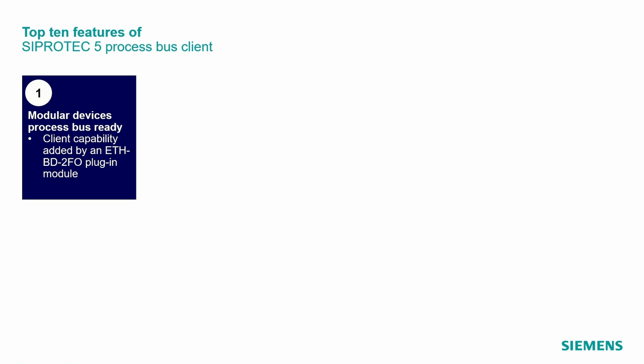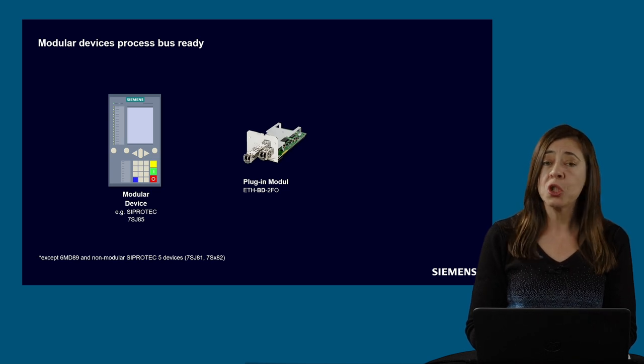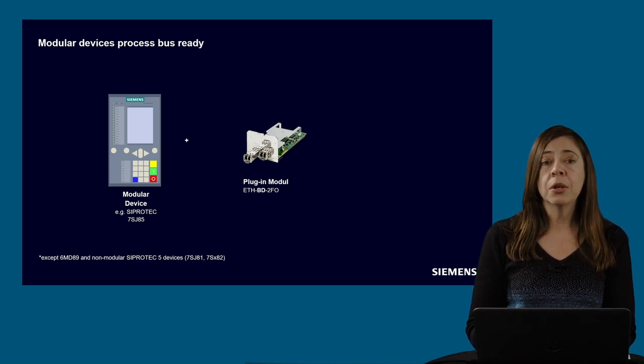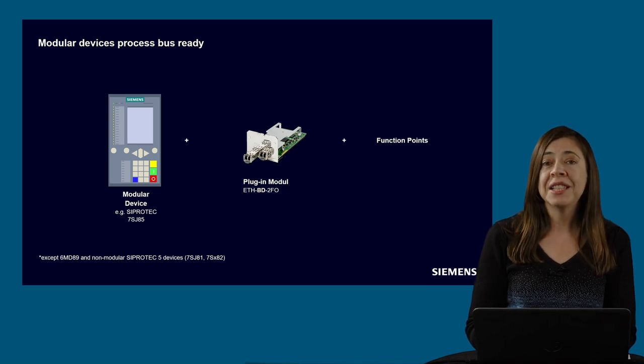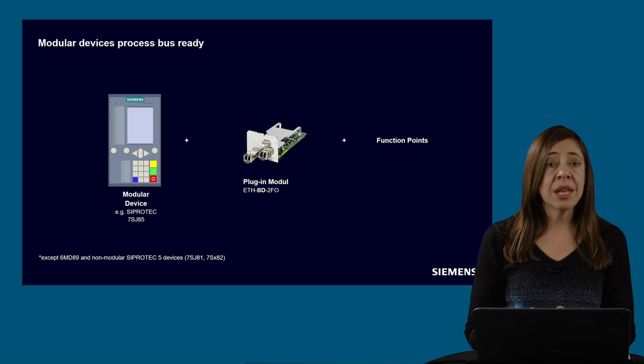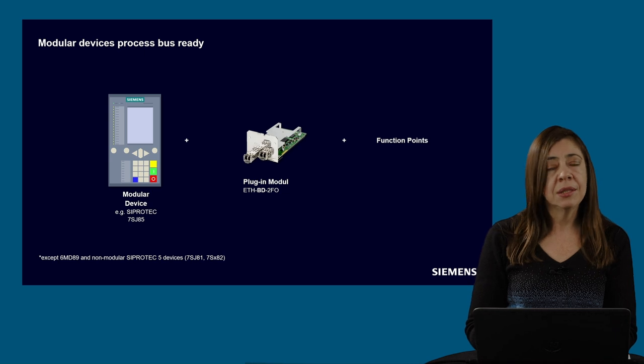Feature number 1, all modular devices are process bus capable. You just need to add one communication module, Ethernet PD2FO, and some functional points, and then you have the device able to belong to a process bus network. The only exception is the 6MD89 device.